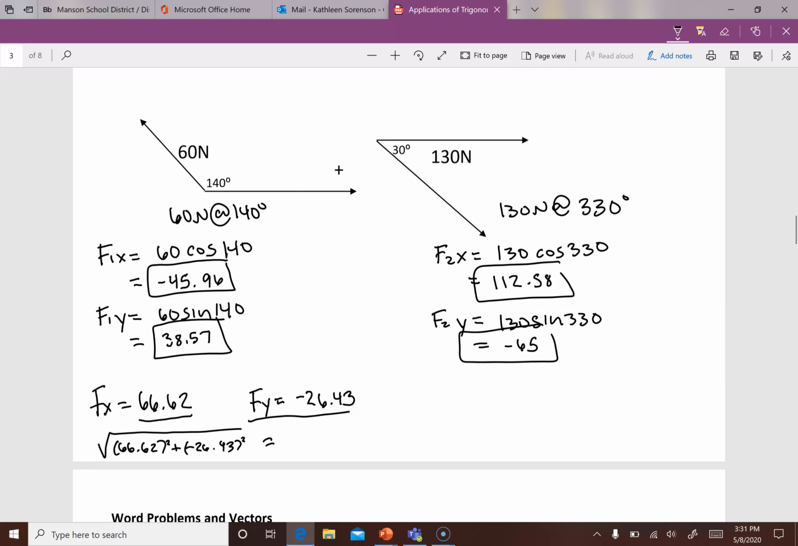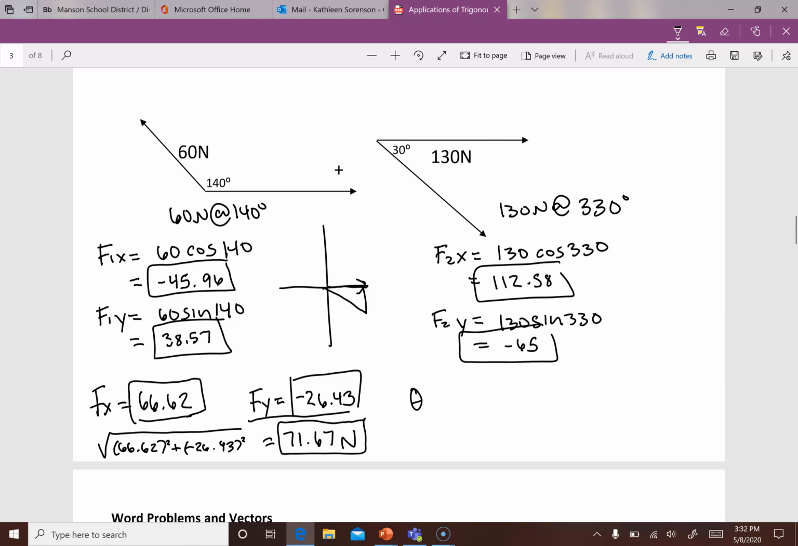And I get about 71.67 newtons. Okay, so there we go for our magnitude. Now we have to think about where our angle's at. We can think of that as our f sub x is 66.62 in the right direction, but then we're down 26.43. So we're actually in the fourth quadrant because I'm looking at this right here for going down.